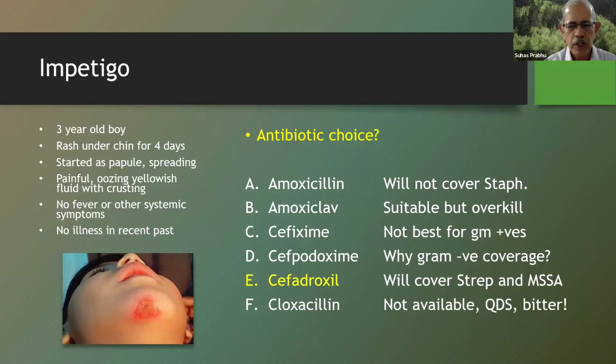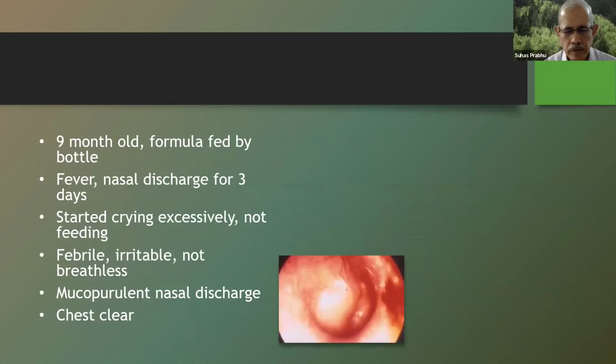First generation cephalosporin can be used. The thought may come to your mind, or you may ask me later or in the chat box, why not use cephalexin? That's also a first generation cephalosporin. It covers strep and MSSA, but cephalexin needs to be given 4 times a day. Ask any mother whether she would prefer to use a medicine 4 times a day or twice a day, and she will promptly say twice a day. And therefore, cefadroxil is preferable to cephalexin.